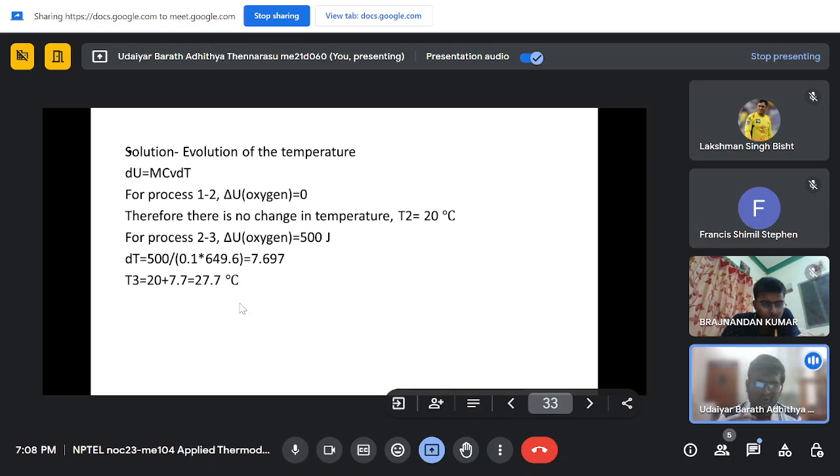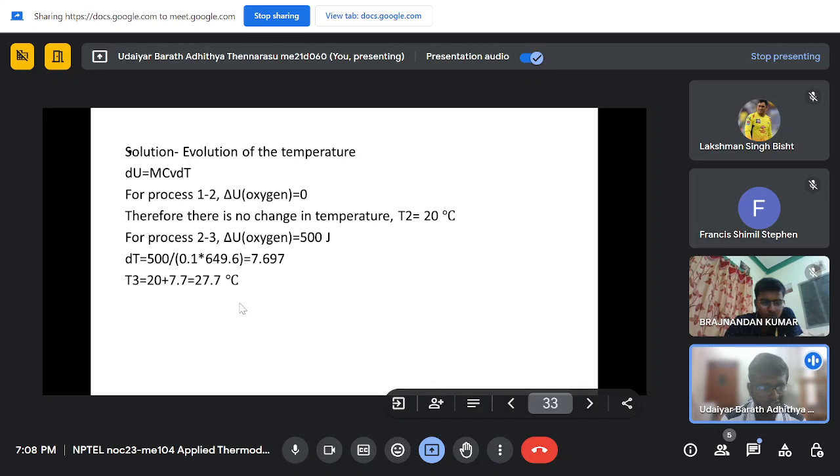So in the first process, if you see the oxygen system's temperature, there is no change. The total energy of the system was rising, but the oxygen's internal energy was the same. So that being 0, there will be no change in temperature during process 1 to 2. When it has reached a velocity of 100 meters per second, the temperature was the same as what it was at rest. It is at 20 degrees Celsius. So that's what is happening in the process.